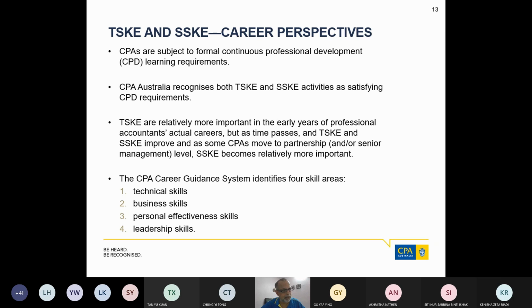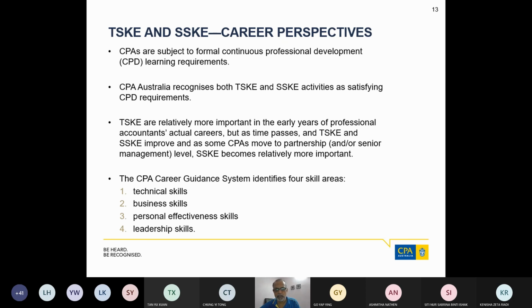So the technical skill you can pick up in the classroom, during your 6th semester in TU. But as time passes, you can see the line there. Soft skill becomes more important. You might ask yourself, hey, why? We started together at the same time. He's a partner, I'm still a manager. Why is it we have the same qualification? I'm also CPA, he also CPA, but I'm still a manager, but he's a partner. That's why soft skills are very important.